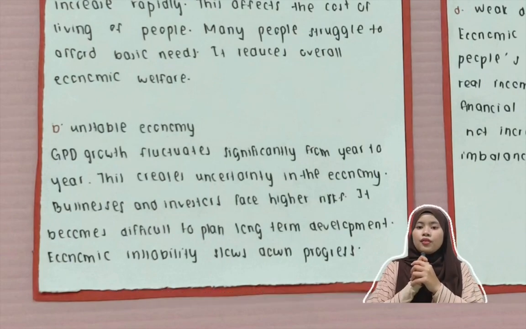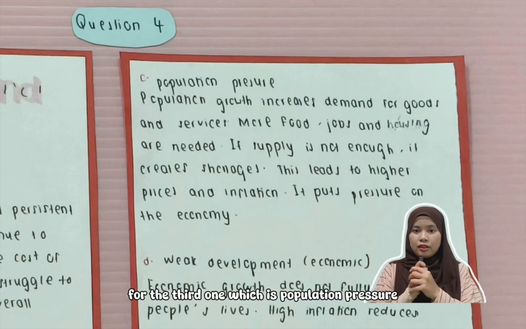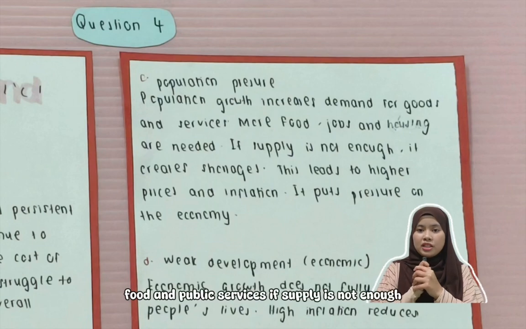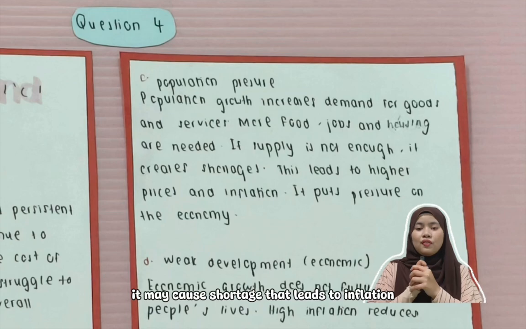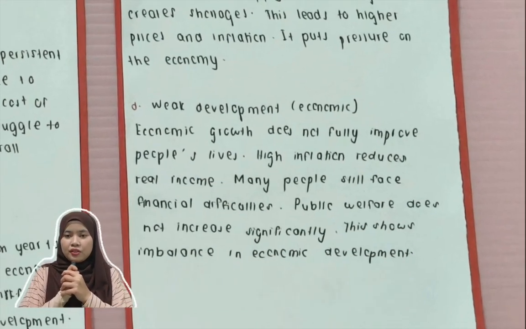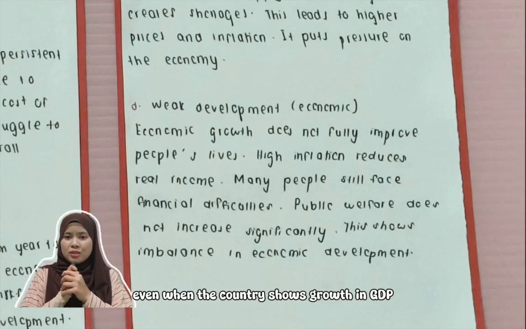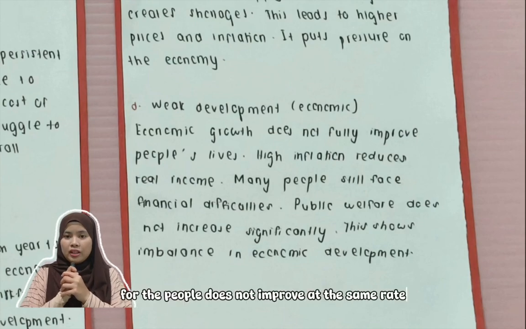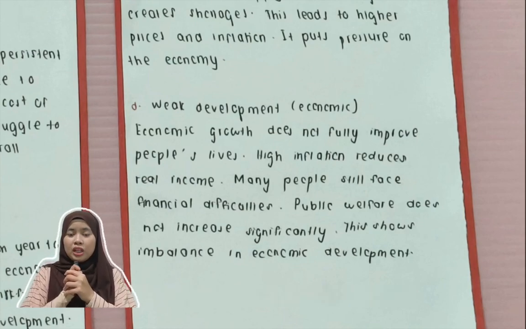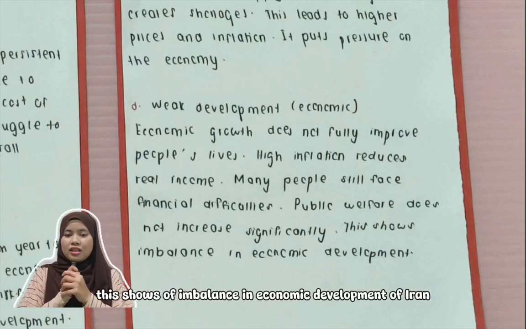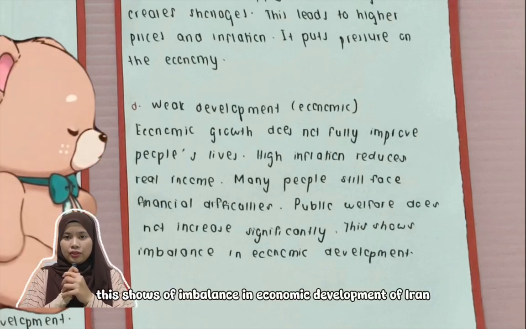For the third one, which is population pressure. A growing population increases the demand for resources, food, and public services. If supply is not enough, it may cause shortages that lead to inflation. And the fourth, lastly, weak economic development. Even when the country shows growth in GDP, it is considered weak because the real quality of life for the people does not improve at the same rate. Many people still face financial difficulties. This shows an imbalance in economic development of Iran.